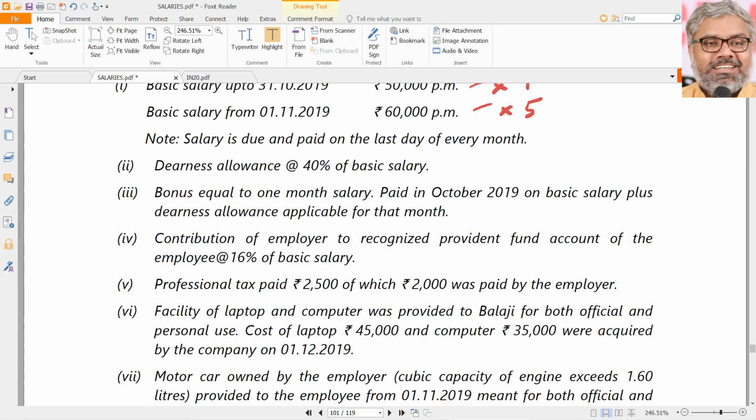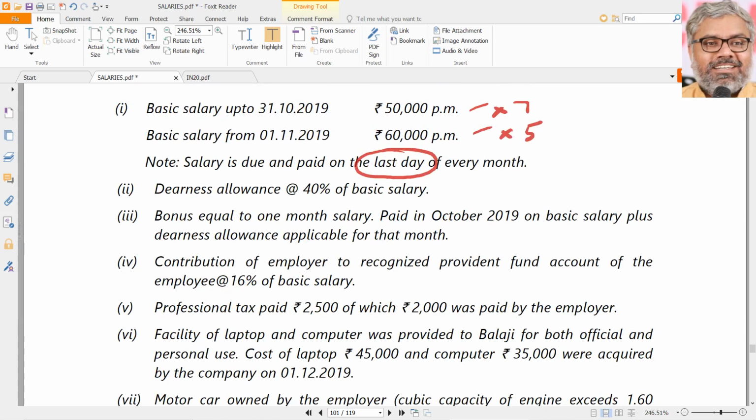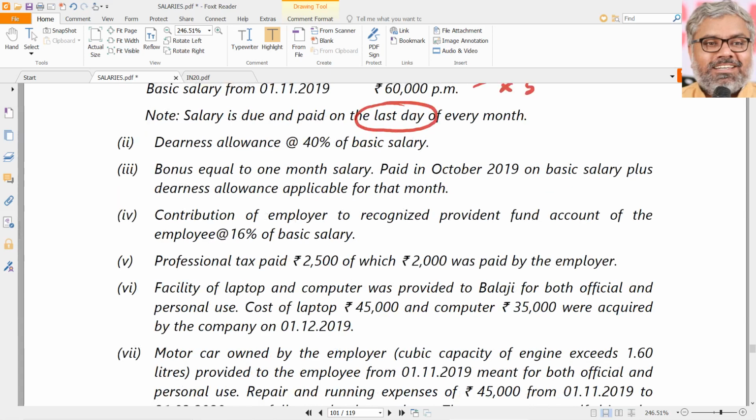Salary is due and paid on the last day of every month is normal. That is just given to confuse unnecessarily. Salary is normally due and paid on the last day of every month only, even if it is not mentioned. So when it is paid anyway, it doesn't matter. It is assumed always that the salary is due at the end of each month.